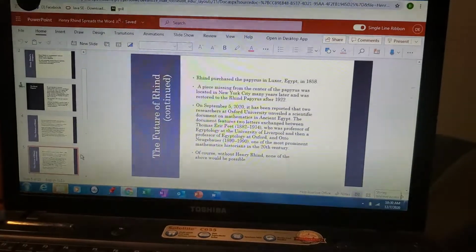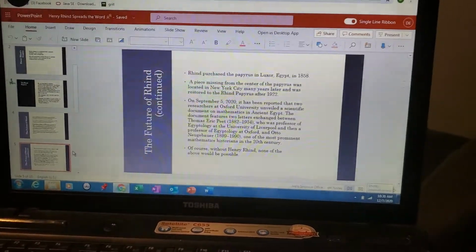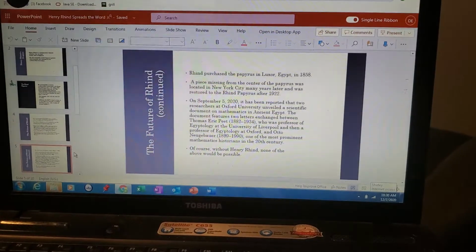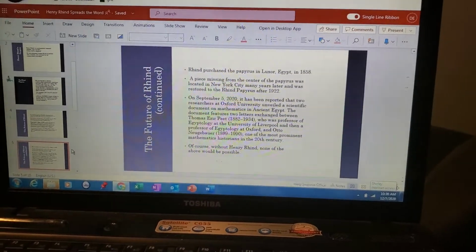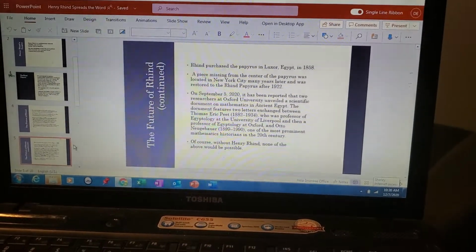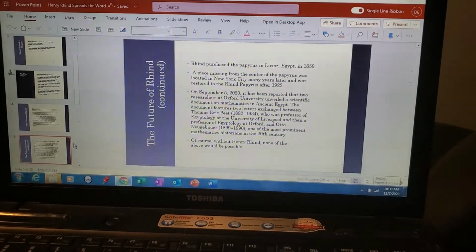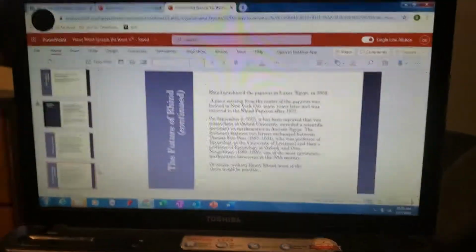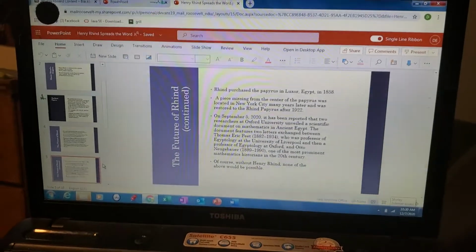A new piece missing from the center of the papyrus was located in New York City many years later and was restored to its original form, the Rhind Papyrus, in 1922.